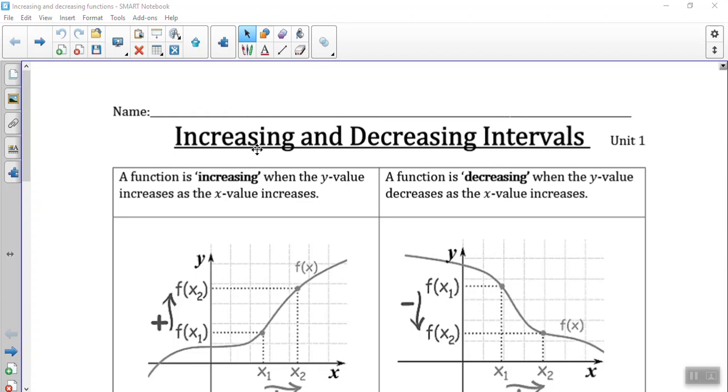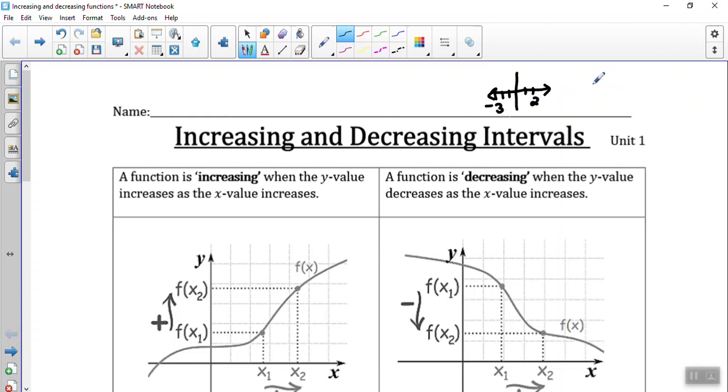Alright class, so this video is about increasing and decreasing intervals. I just want to review what an interval is. When we're talking about intervals, we're talking about between two numbers, okay? So if I want to talk about numbers on the x-axis between, let's say, 2 and -3, I would say the interval between -3 and 2.